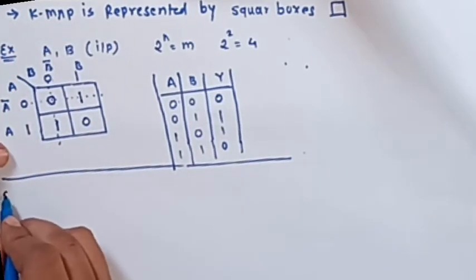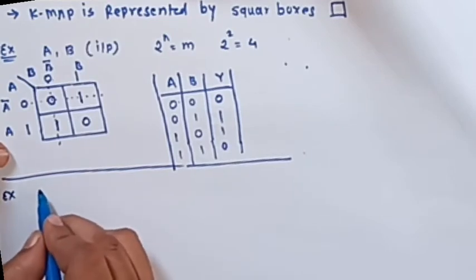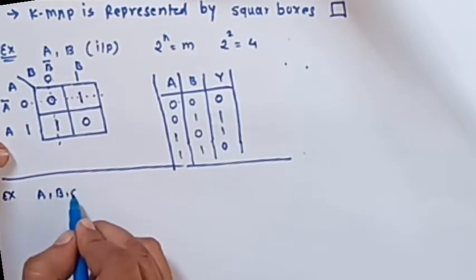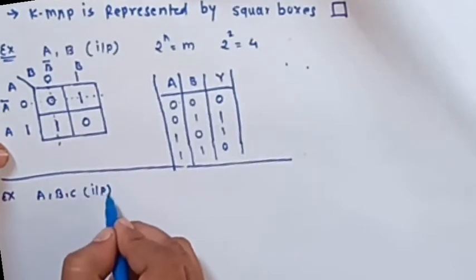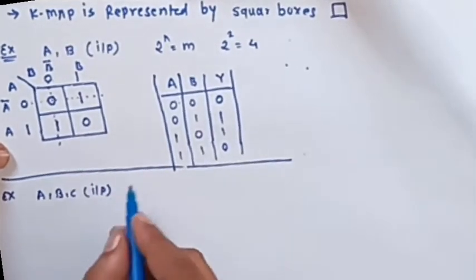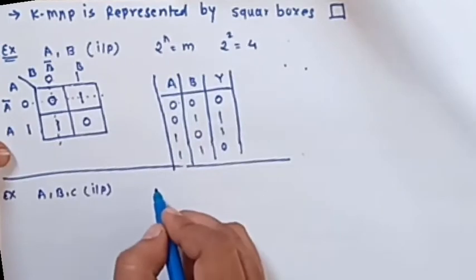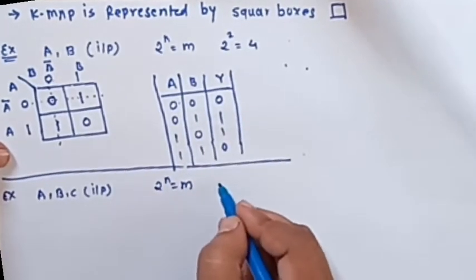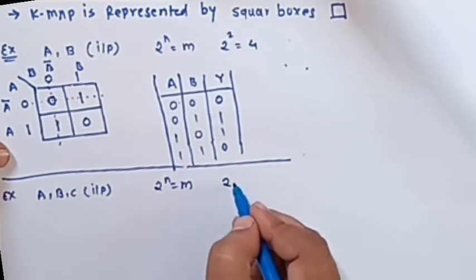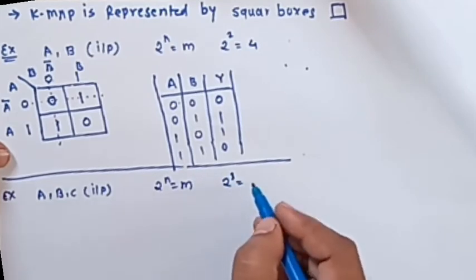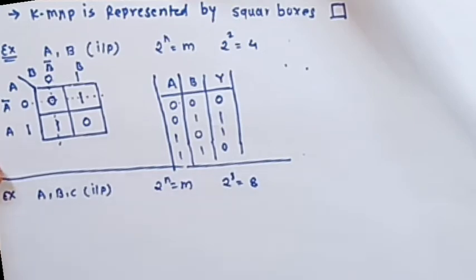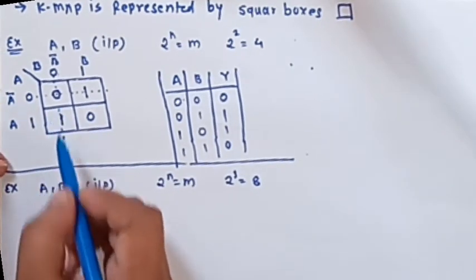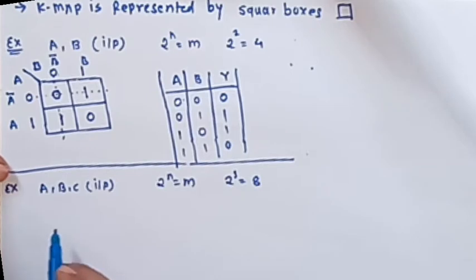Now consider the next example of 3 variables. Suppose we have 3 variables A, B, C as input or literals. So how many boxes do we require? Again use the same formula, 2 raised to n equals m. Here the n value is 3, so 2 raised to 3 equals 8. So we need to draw 8 square boxes. The 8 square boxes we will draw in 2 ways.